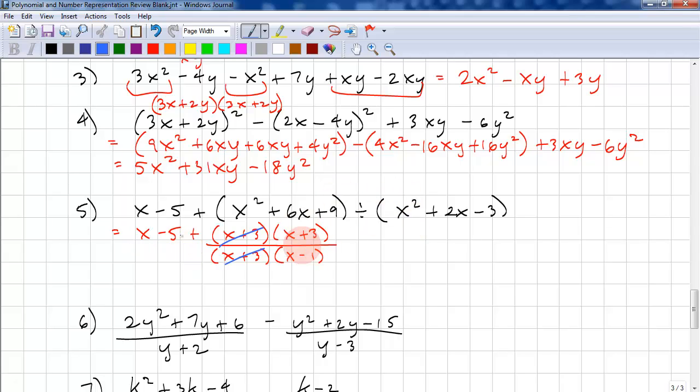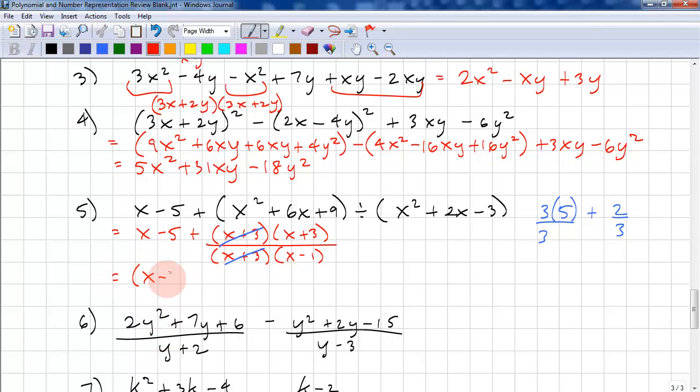And how do we deal with this to simplify? Well, we can think of trying to do 5 plus 2 over 3. We need a common denominator. We need to multiply this by 3 over 3. Okay, so this becomes 3 times 5 plus 2, and it's all over 3. So we need to multiply this by x minus 1.